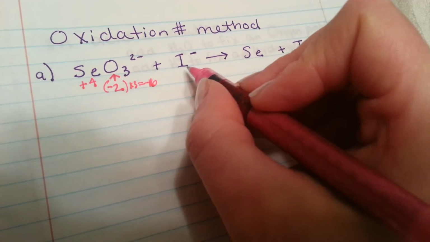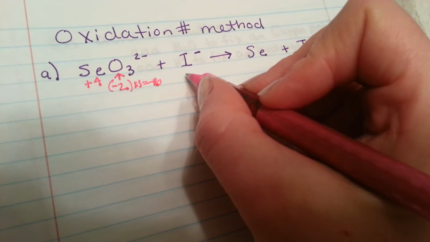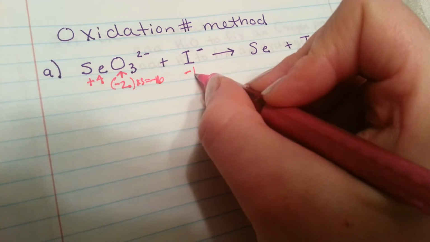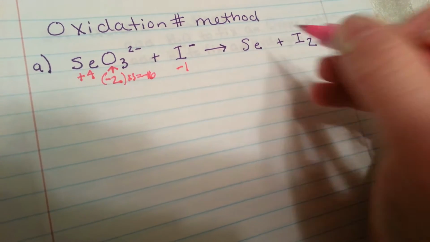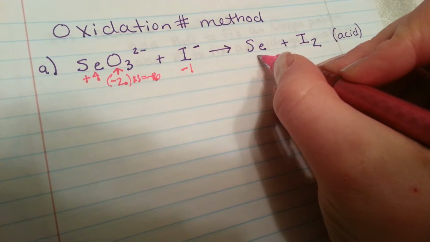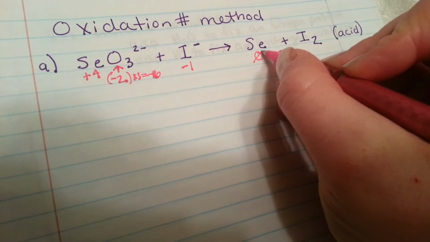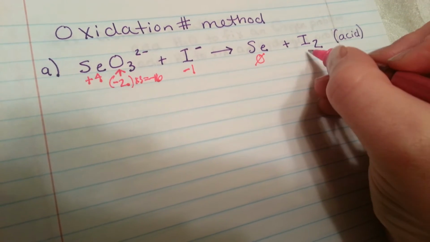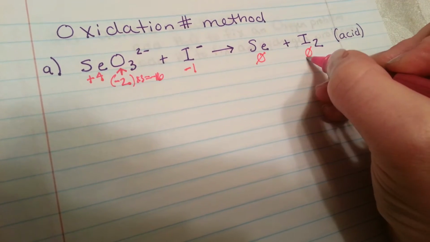Now, this iodine is listed as a singular ion, so this is indeed just representing a -1 charge. Here, selenium is neutral. It's in its atomic form, so it would have an oxidation number of 0. And I2 would also have an oxidation number of 0.